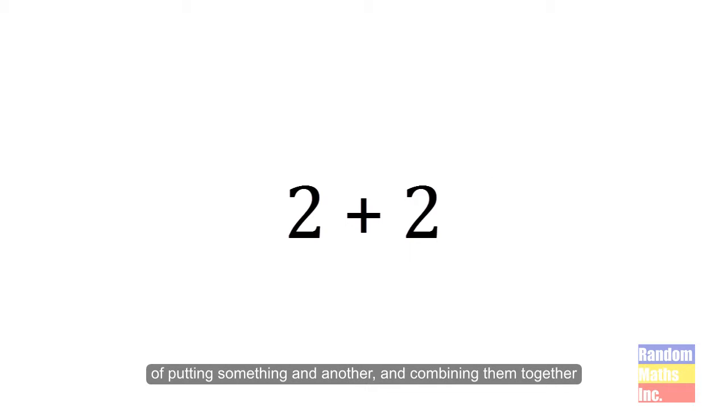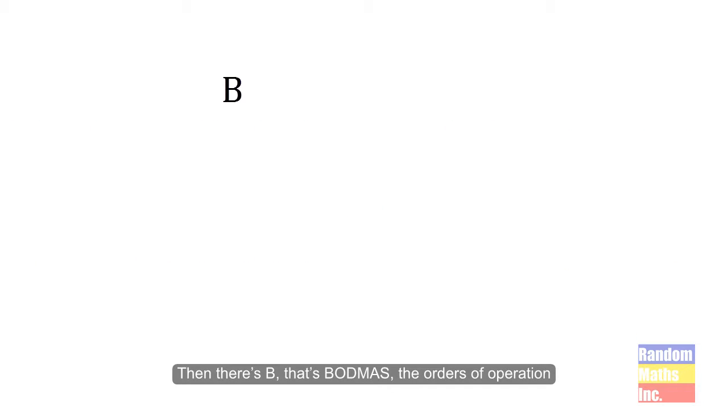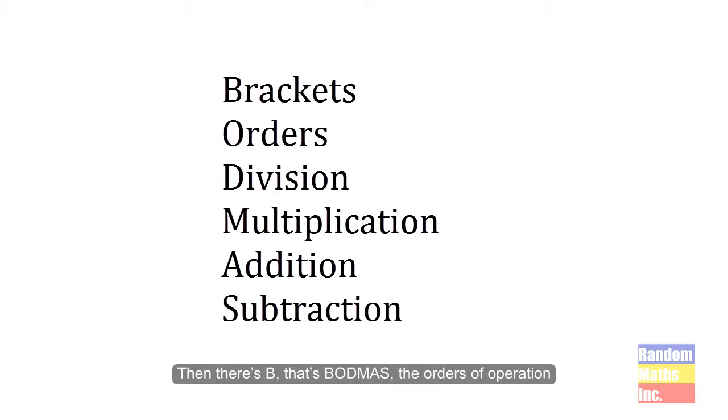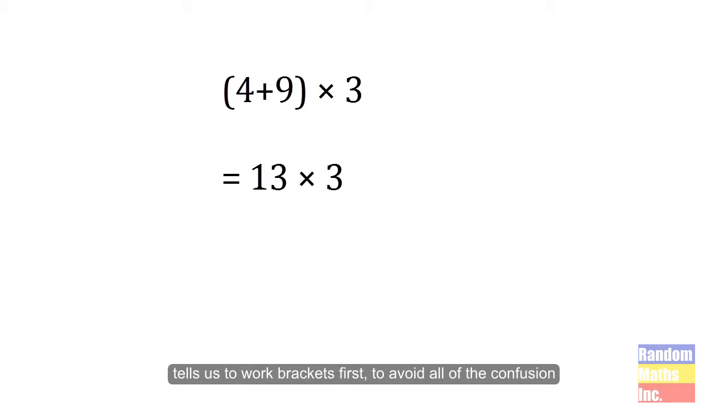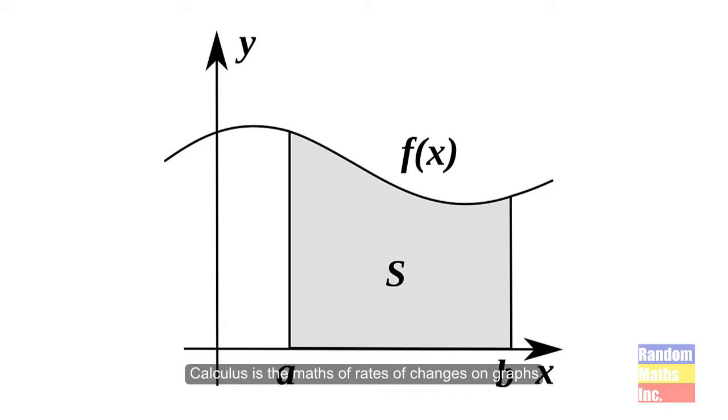For addition, a rather simple matter of putting something and another and combining them together. Then there's B, that's BODMAS, the orders of operation. Tell us to work brackets first to avoid all of the confusion. Calculus is the maths of rates of changes on graphs.